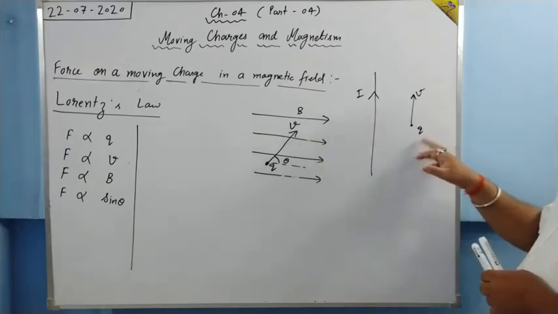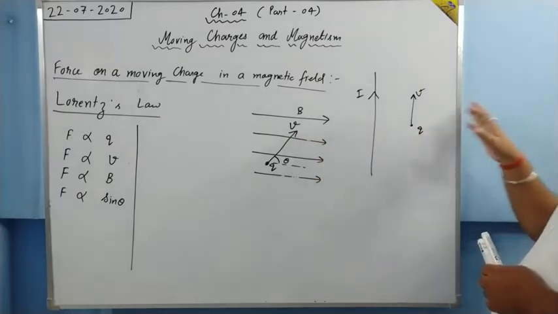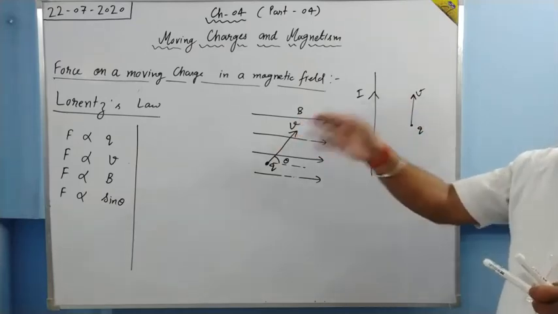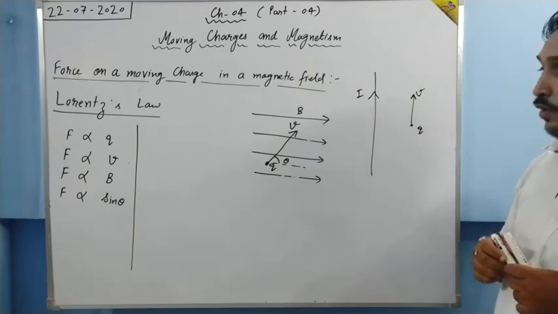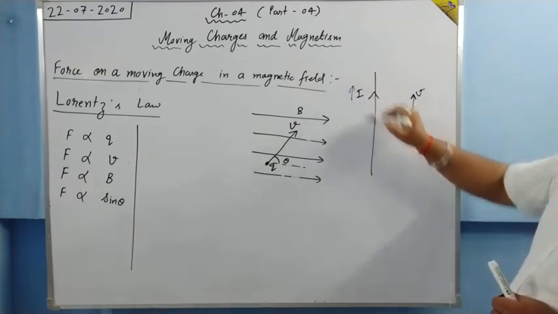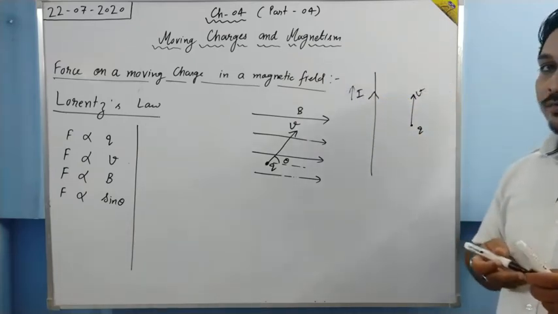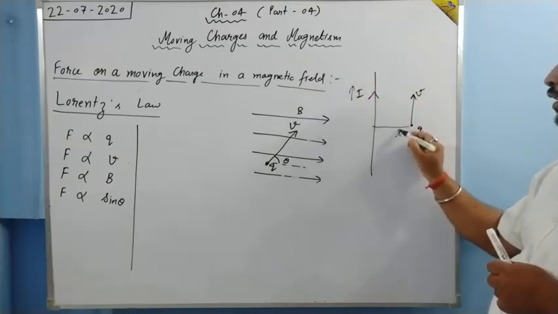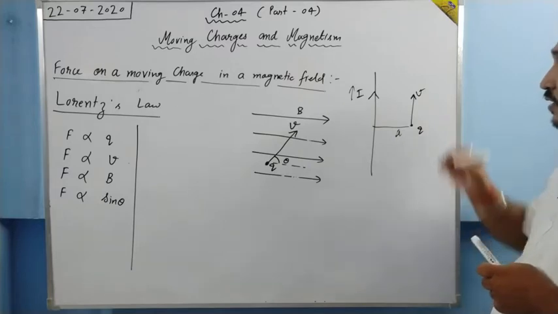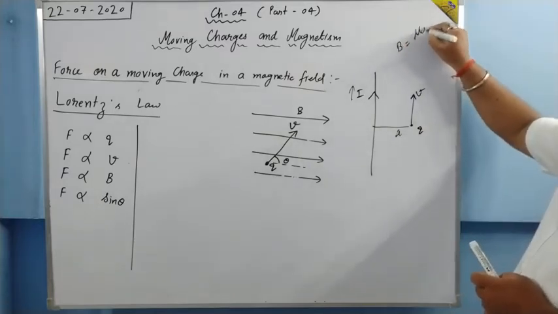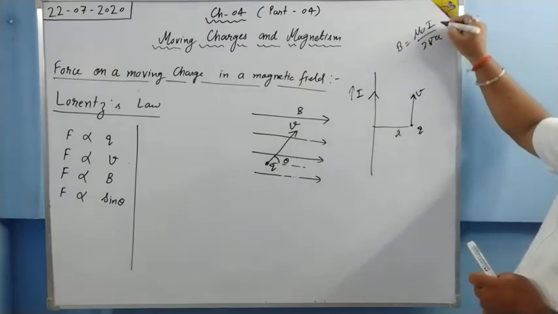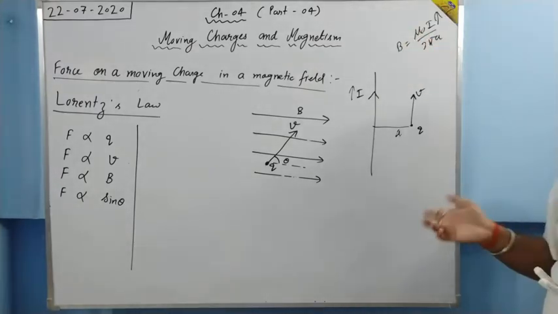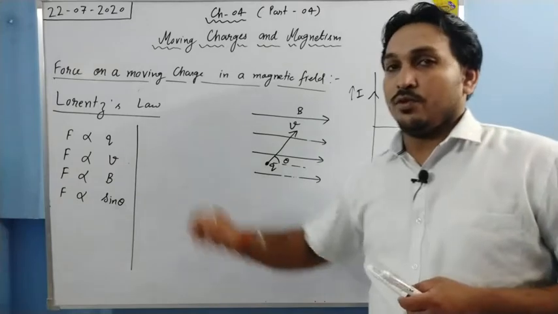Now we replace Q by bigger charges: 2Q, 3Q, 4Q. What we observe, the force is bigger. F is proportional to Q. Now we observe that if we increase this current, then also the deflection is more. So when we increase this current, what happens? At a distance A from it, the magnetic field also increases. Magnetic field due to a straight wire is mu naught I upon 2 pi A. So when we increase this I, then B also increases. So because of that, we reach the conclusion F is proportional to B.